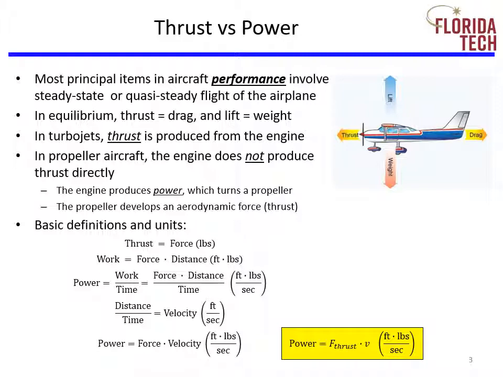Thrust is a force with units of pounds. Work is force times distance with units of foot-pounds. Power is work over time, which is force times distance divided by time, with units of foot-pounds per second. But we also know that distance over time is velocity in feet per second. So power is really just force times velocity. Or, in the case of aircraft, power is thrust times velocity.